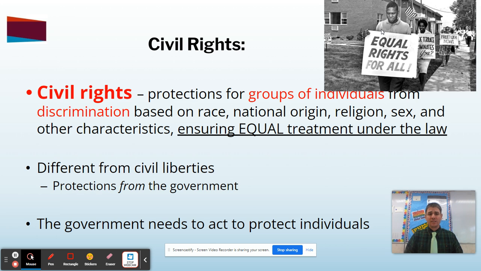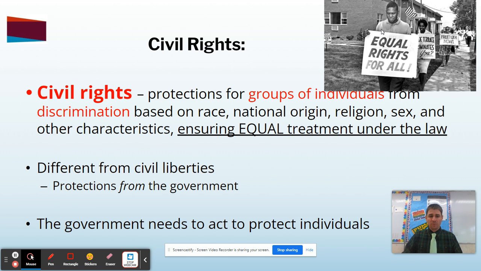So here's our definition. Civil rights are protections for groups of individuals from discrimination that the government provides. These are protections the government gives based on race, origin, religion, sex, and other characteristics, ensuring equal treatment under the law. The law has to apply equally. So these protections are given to prevent discrimination from private companies, government authorities, state actions.